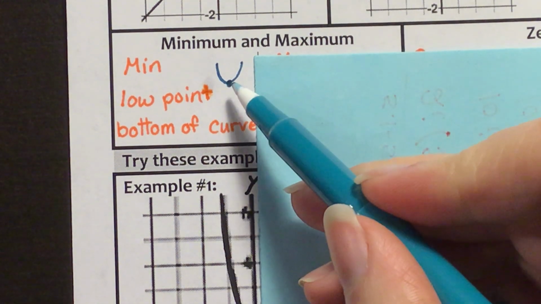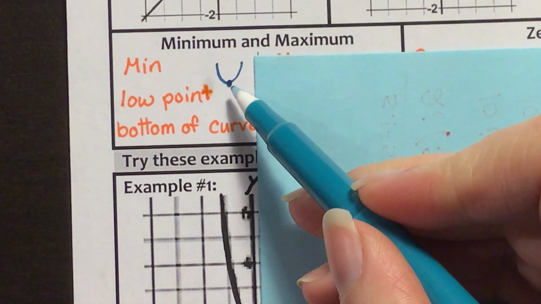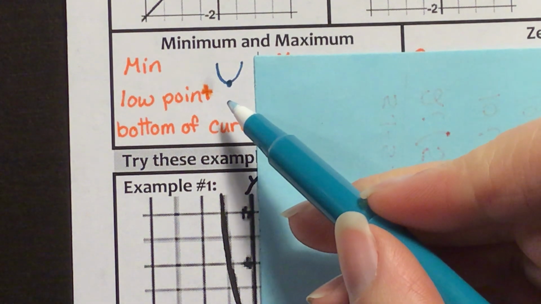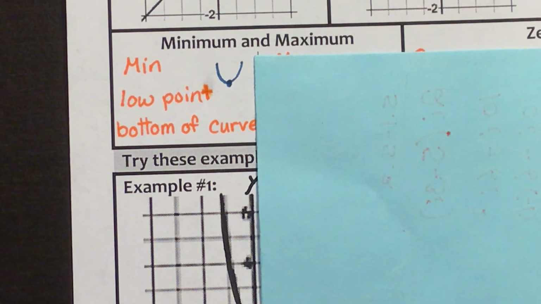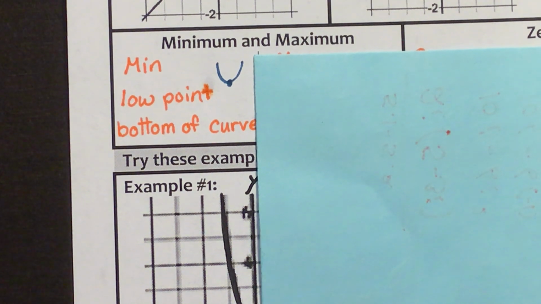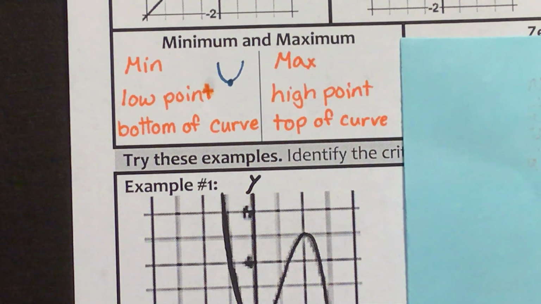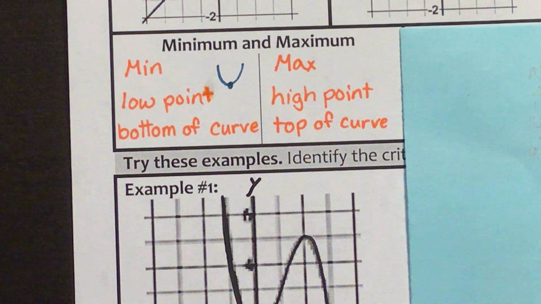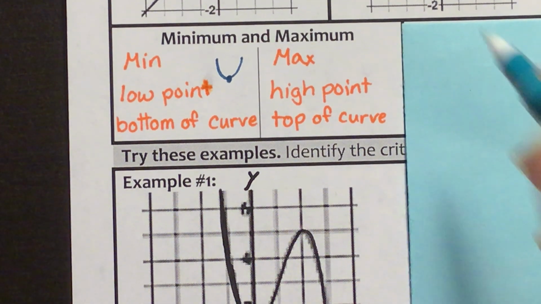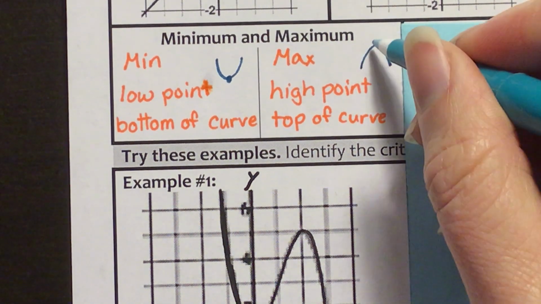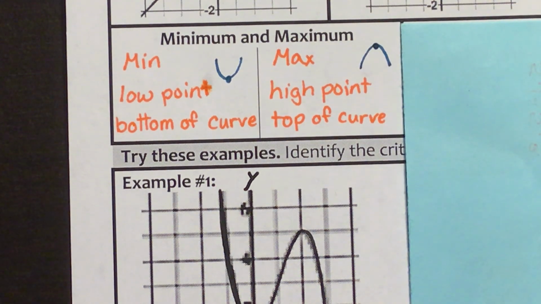Technically, the y value itself is the minimum, but we usually also want to know what the x value is at that minimum as well. So we generally want to see the point, the x comma y point. For a maximum, also called a max, that is the high point, and it happens at the top of a curve. So you'll see a curve that looks like this, and then a maximum is way up there.